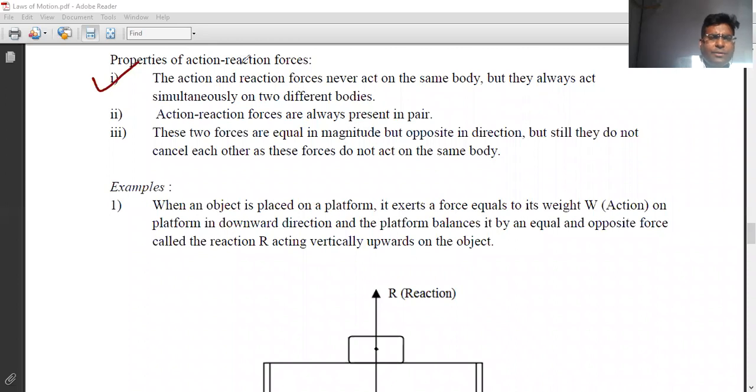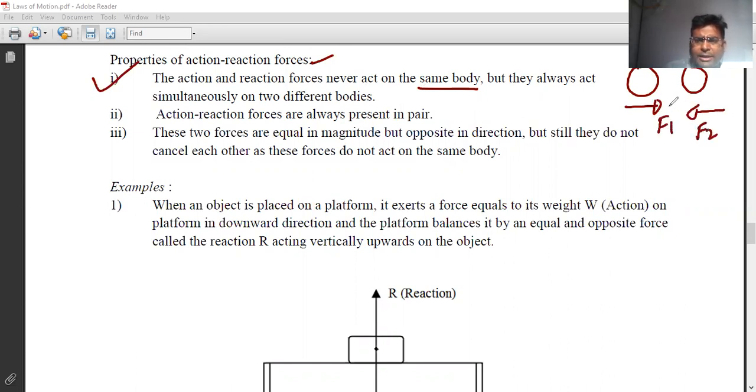Next one is properties of action reaction force. So action and reaction force never act on the same body, right? Because there are two bodies now. Suppose this one is having force F1, this one is having force F2. They are acting in opposite direction.